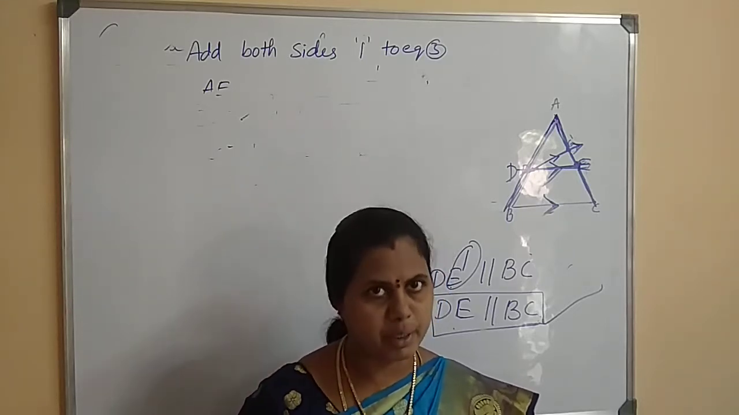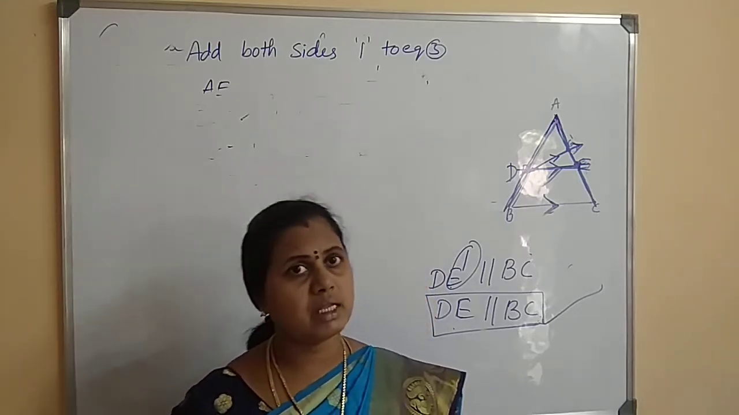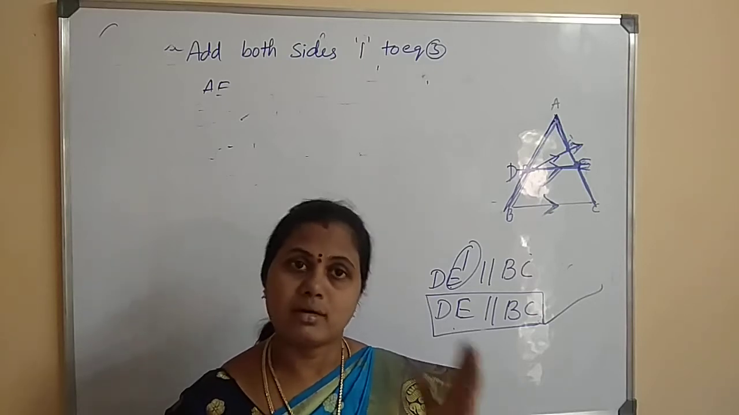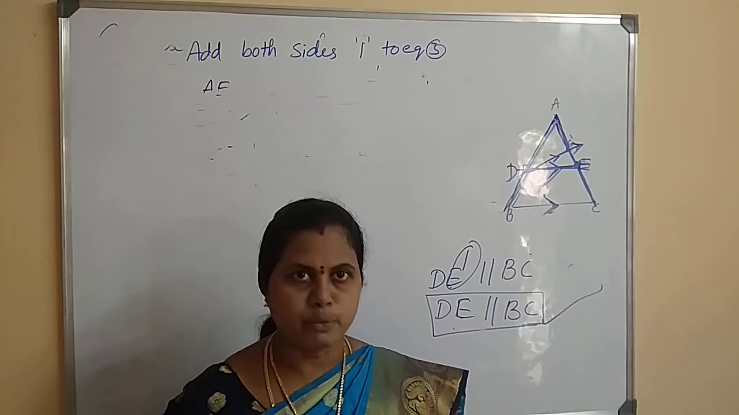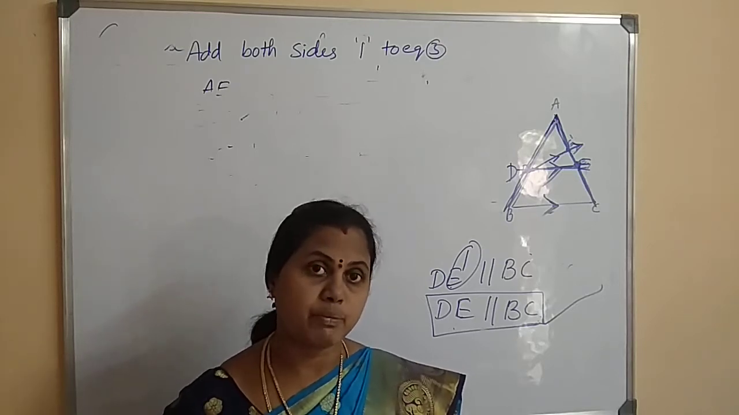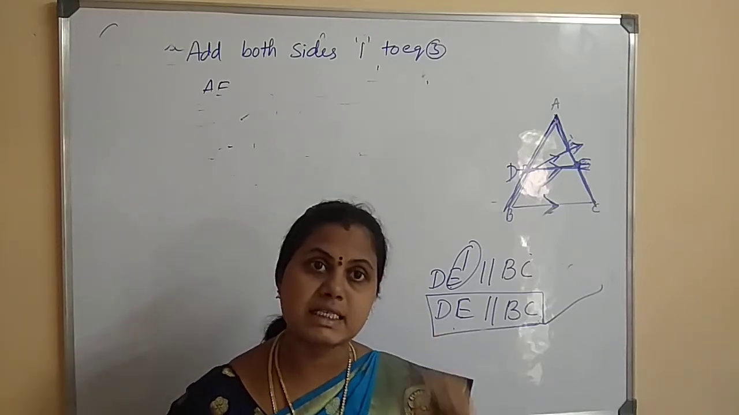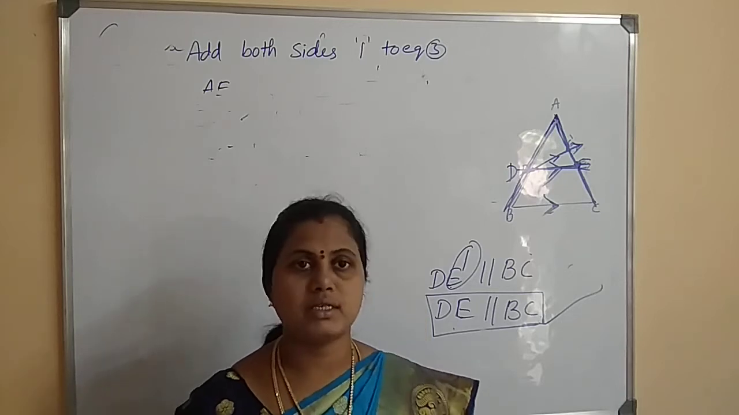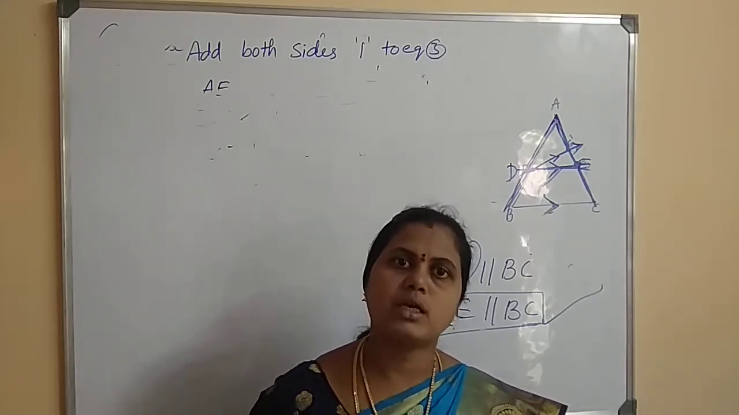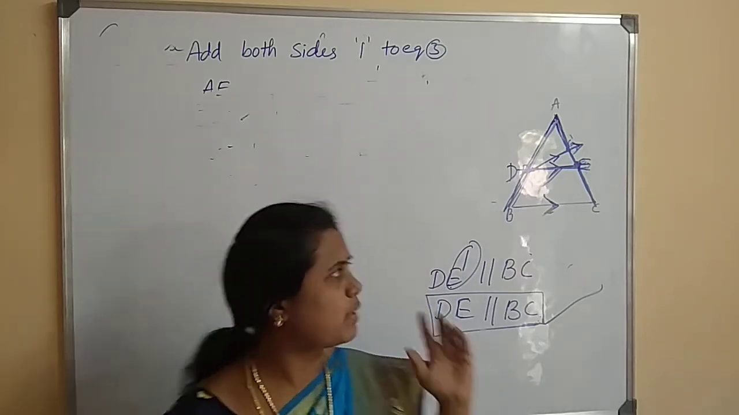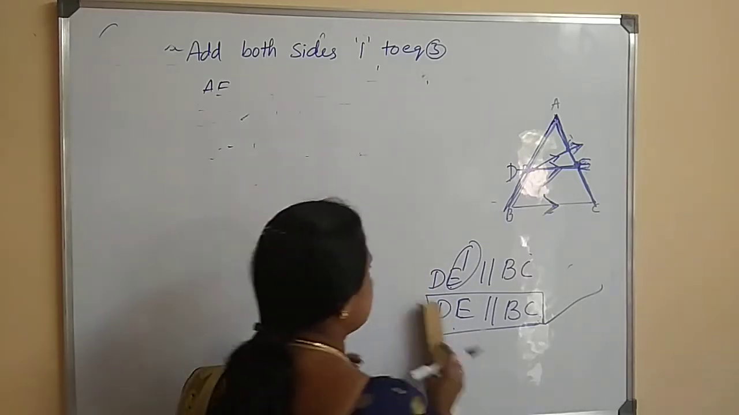State and proof BPT. 99% they will give you BPT. 10% chances are there to give converse of BPT. Proof, but converse of BPT instead of proof they will ask state for 1 mark question, state converse of BPT, like that. Then that's why without missing you have to practice both. It's very small theorem, no need to struggle also.